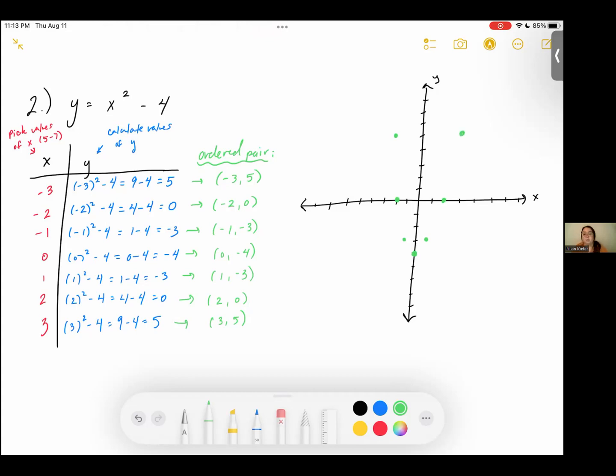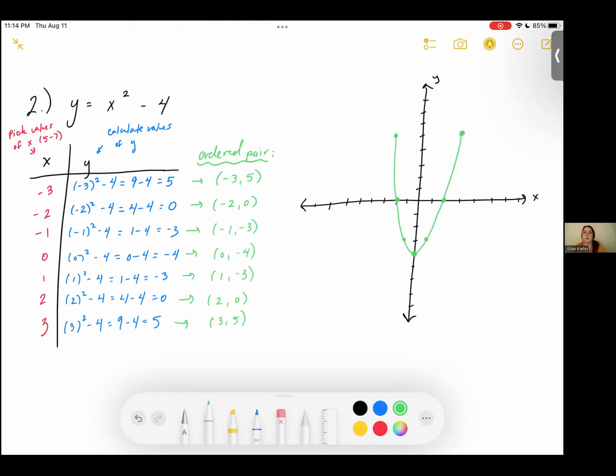So there we go. We plotted all of the points from our ordered pairs, and we can go ahead and actually draw the function now. So we're going to just connect all of our points, and we're always going to start left to right. So we're going to connect our points in order from left to right. So starting over here, we're going to go ahead and connect all of these points.